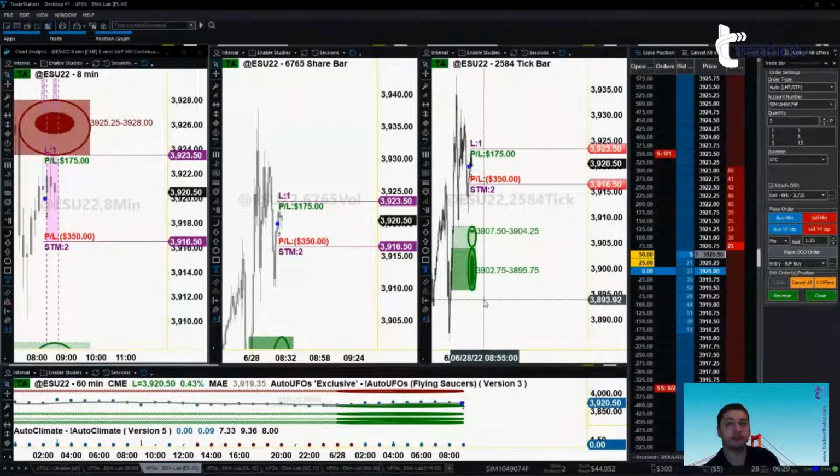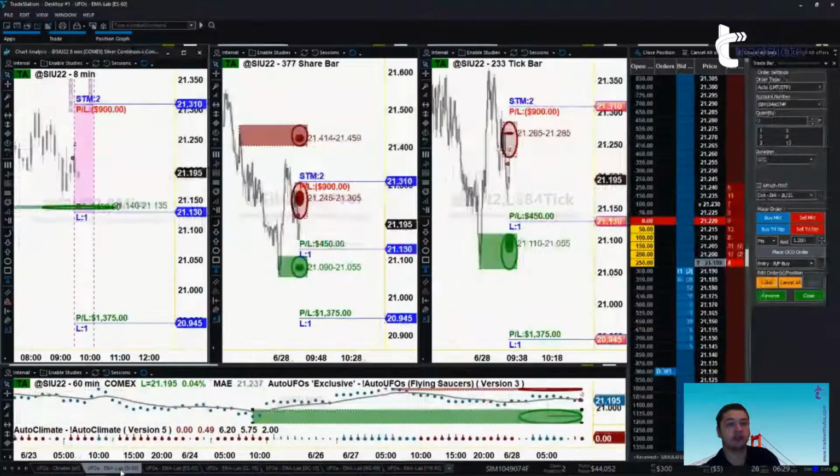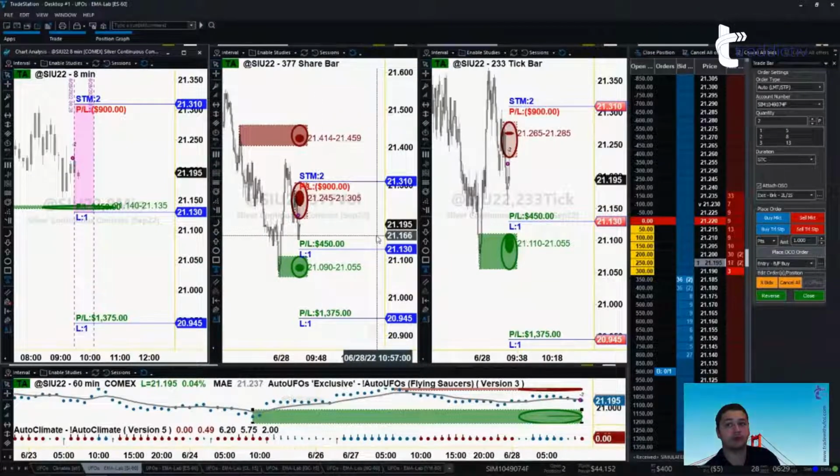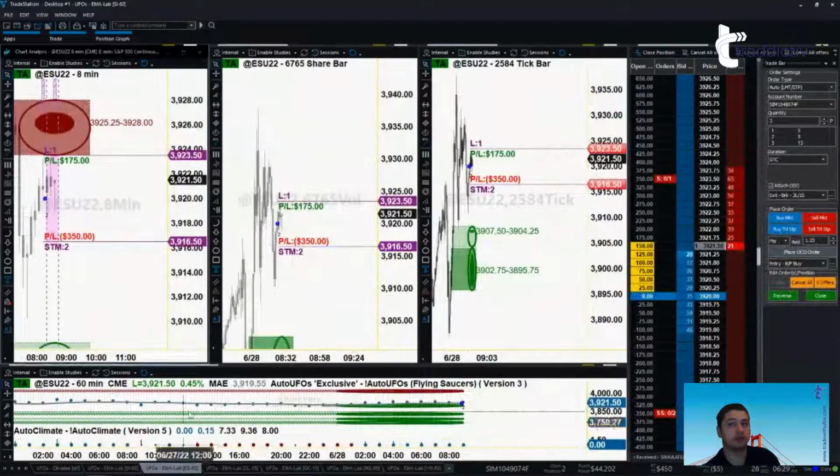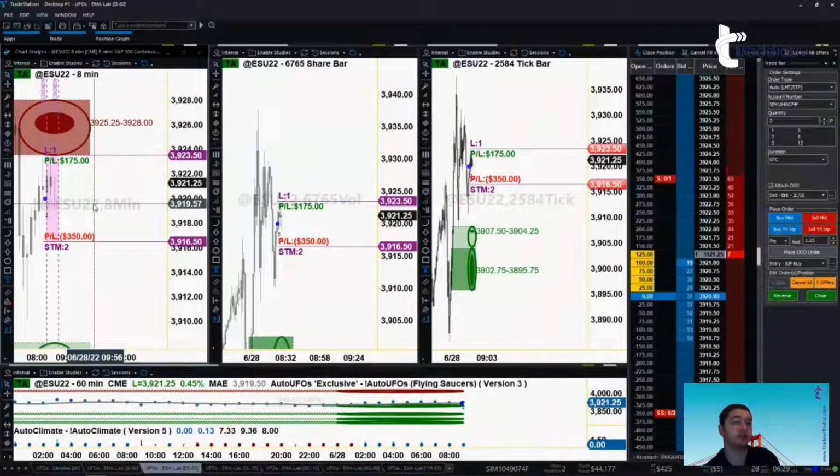Okay, silver definitely heading in the right direction here. Moving a little bit. Close to our T1. ES showing some strength there. That's a kind of candle that we want to see, even though it's an 8-minute candle.